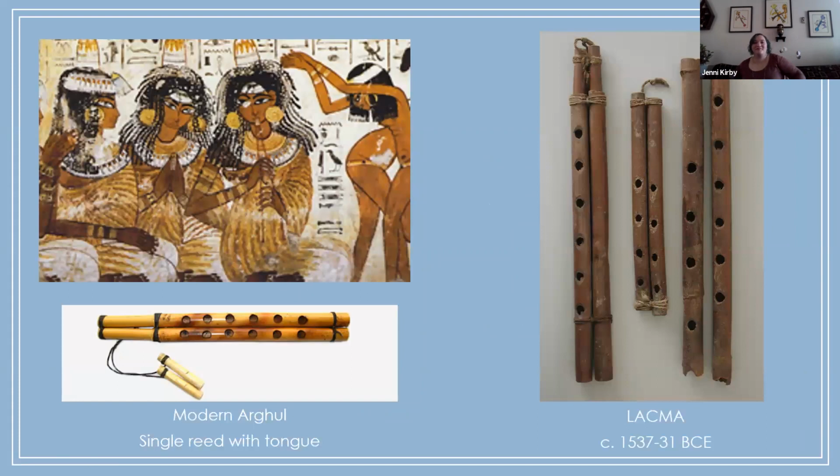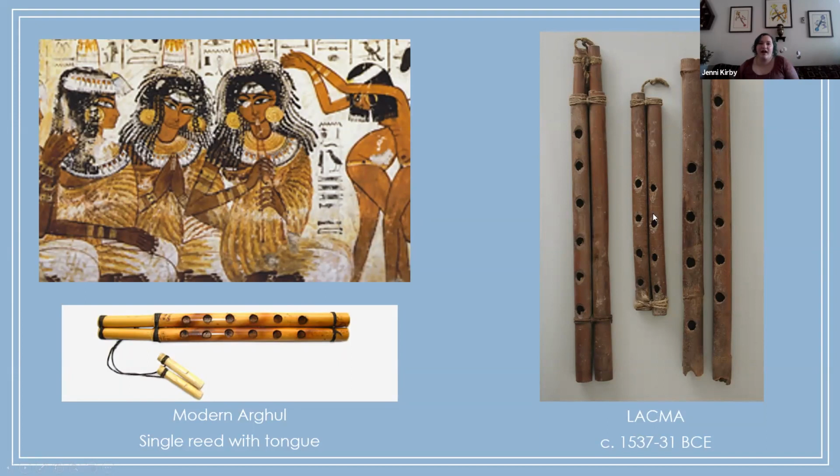And we have, again, a woman, and she's playing. Here you can see what would probably be the reeds in a lighter color coming out of her mouth, and we have the two pipes coming down. And what's really awesome is at the LA County Museum, we have some pipes. So we have this actual instrument. And as you can see here, we have three pipes.